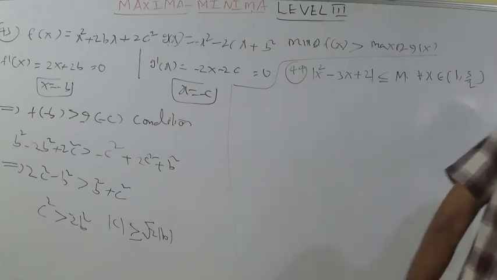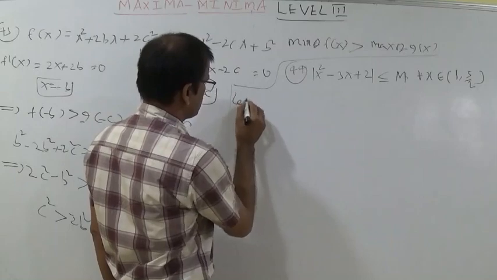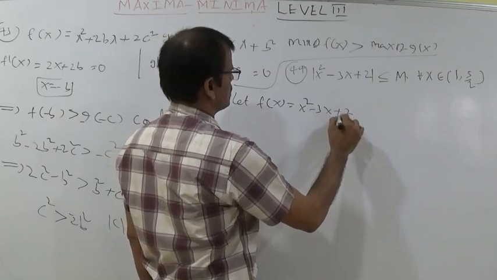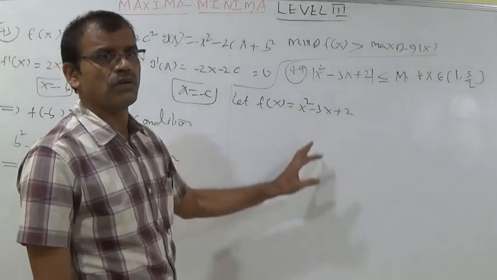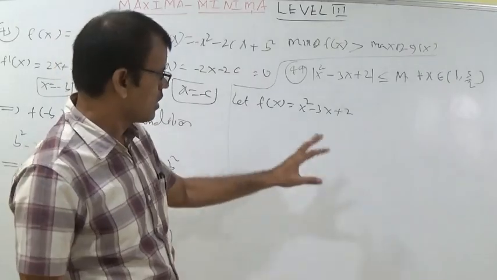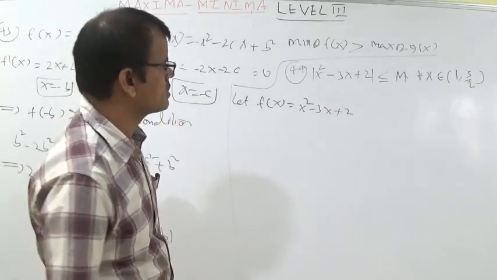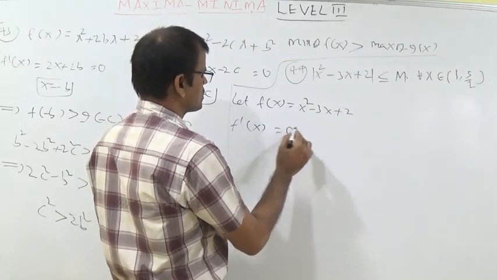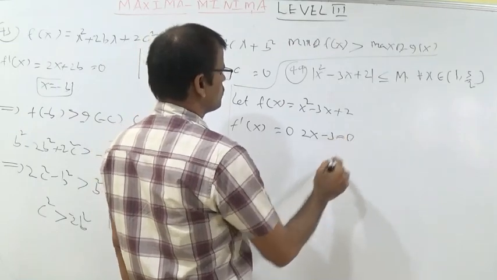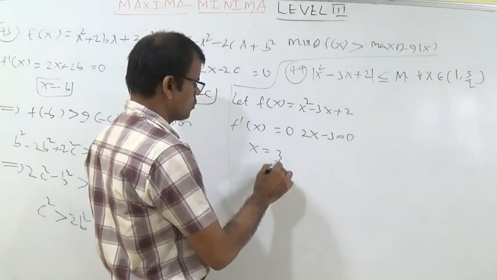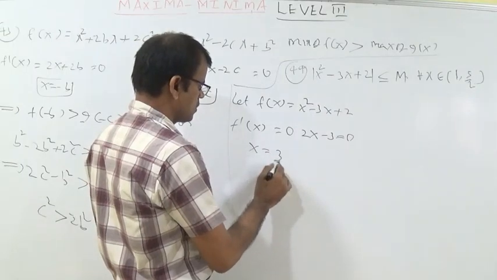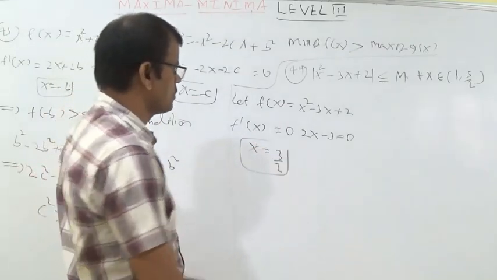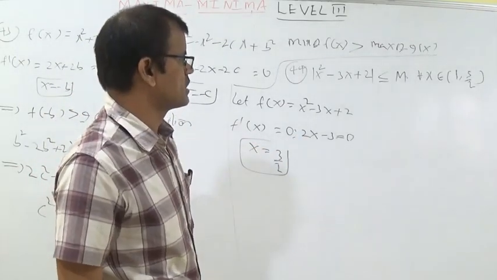Let us discuss here. Let f of x be equal to x square minus 3x plus 2. I am not discussing whether it is positive or negative, only the modulus. To find where the function f of x is min or max, f dash is equal to 0, so you write 2x minus 3 is equal to 0. So you get x is equal to 3 by 2. Next, the double derivative is 2.